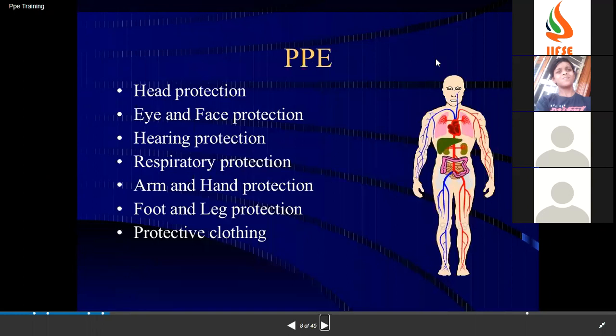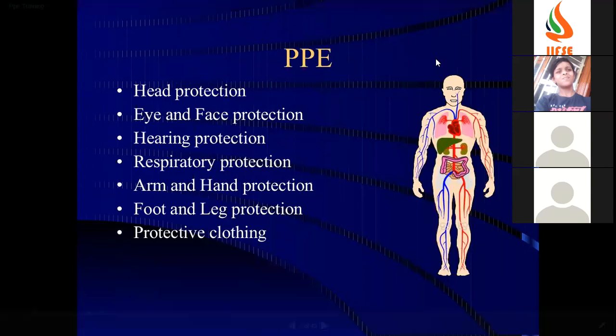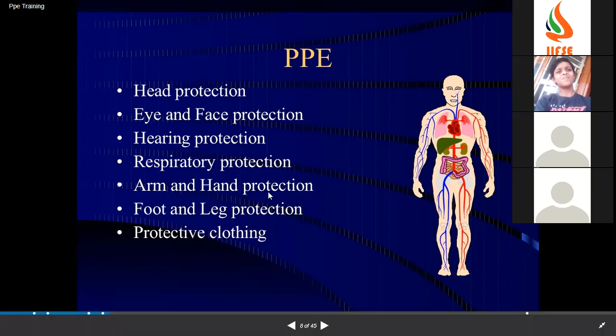See, if you are asked about PPE, you have to write these points. You cannot just write helmet, jacket. You have to write it like head protection. Under head protection you can write hard hats, hard hats with the face shield. Eye and face protection you have to mention. Hearing protection, respiratory protection, arm and hand protection, foot and leg protection, protective clothing. This is the standard way of writing about PPE.